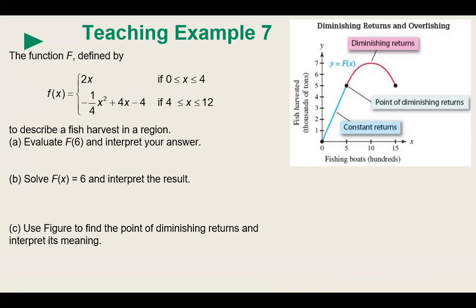On the next piece, we are looking at function f. So function f is f of x equals 2x from 0 to 4, and then we have negative 1/4 x squared plus 4x minus 4 if 4 is less than or equal to x, which is less than or equal to 12.